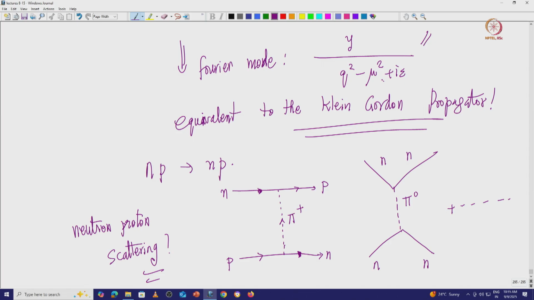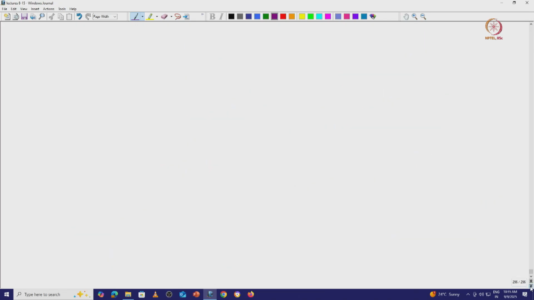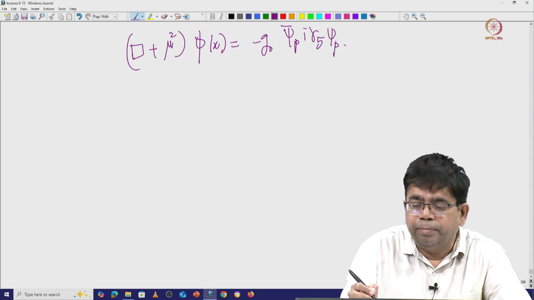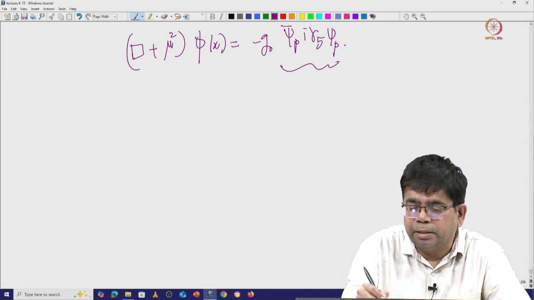what happens is the actual current of the pion is psi bar gamma 5 psi essentially. So you can have proton proton scattering with a pi 0, neutron neutron scattering to a pi 0. So let me just write down a few things because I do not want to go into further details, but say for example the source term essentially would be something like (del squared plus mu squared) phi of x is equal to minus g or y psi p bar i gamma 5 psi p, because it is a pseudoscalar current essentially.